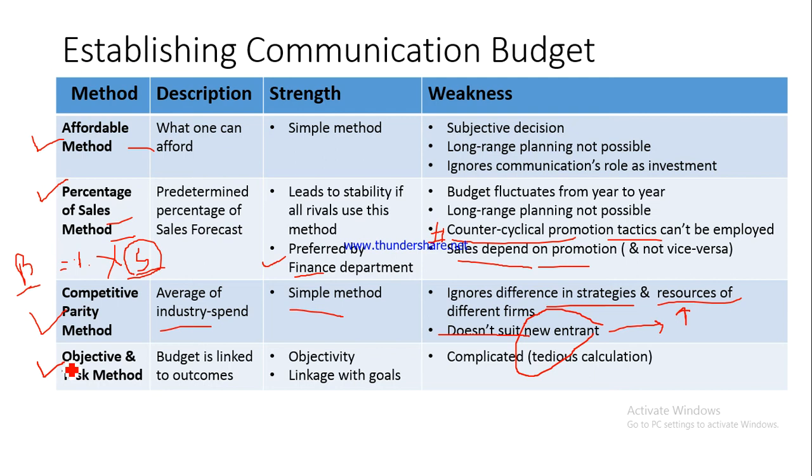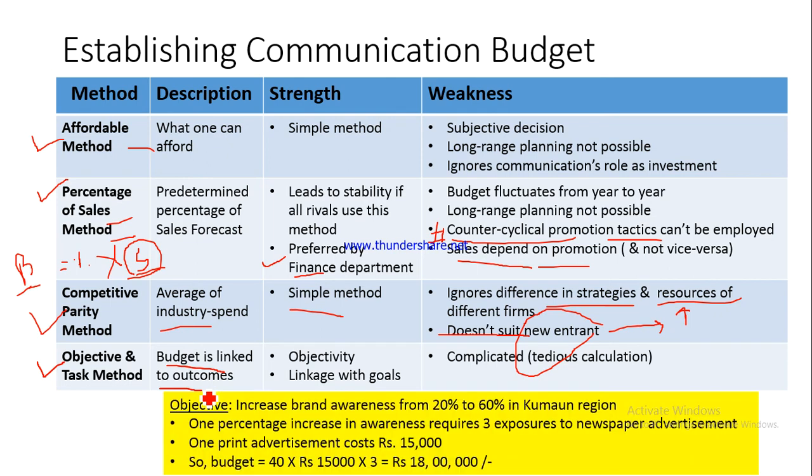So first of all, we decide what our goals are, then we go for what all programs or what all things we need to do, what all tasks we need to undertake to achieve those goals, and then accordingly we decide what will be our budget, right? Here the budget would be linked to outcomes, right? Should we first take up an example of this method, right? So now this is the example of this particular method.